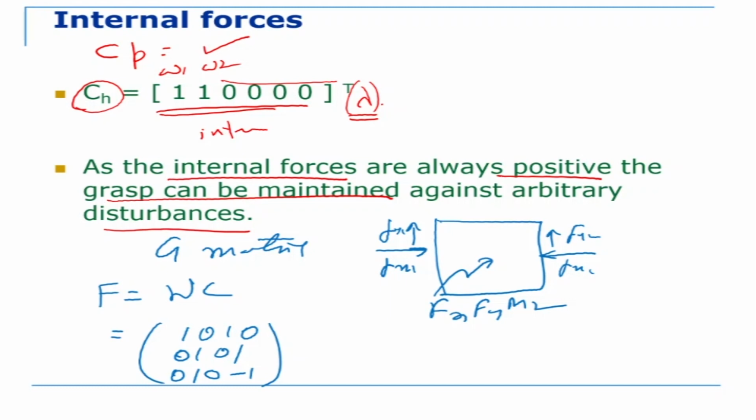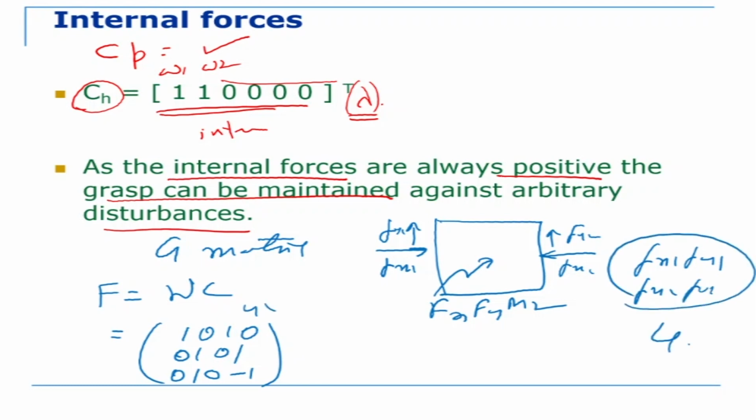G is a square matrix, so it basically needs 4 inputs: fx1, fy1, fx2, fy2. There are 4 of them, so this has to be a 4 by 4 matrix. I need to add one more row. Which row am I going to add? It will be the internal forces. What are the internal forces? fx1 and fx2, so it is 1 1 0 0. That is my internal forces. Now it becomes a square matrix.